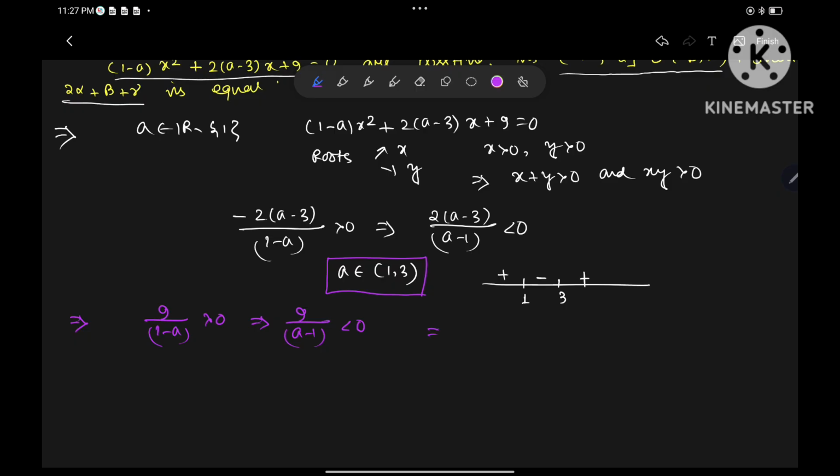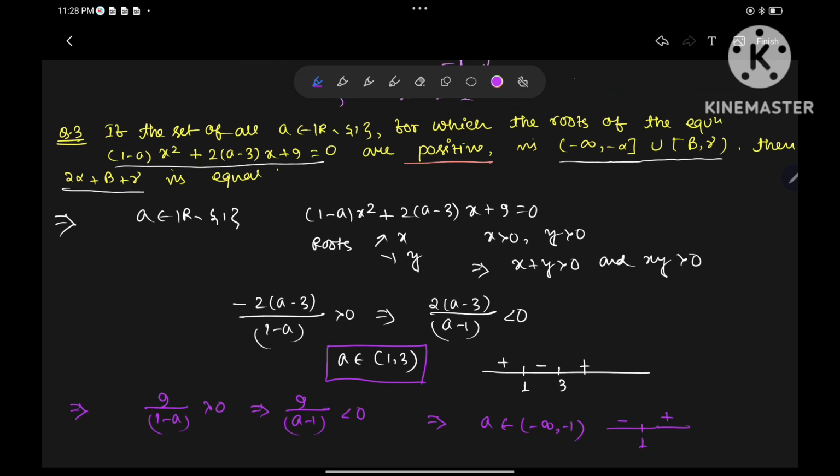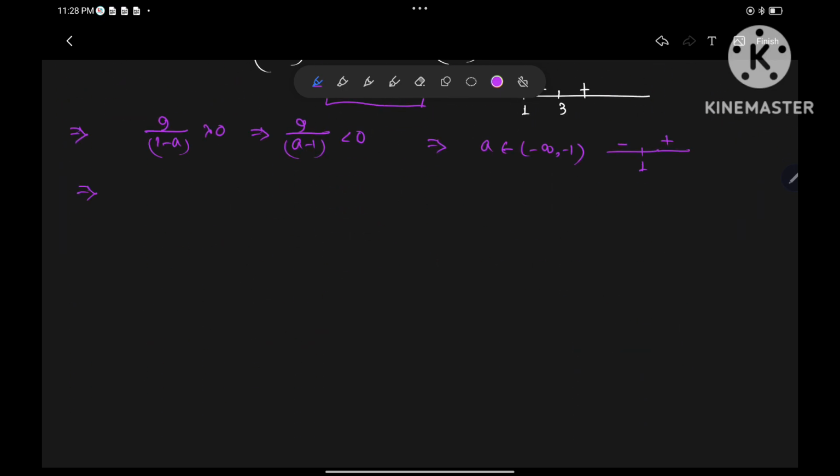So from here it implies that a belongs to, since this is less than 0, so this is 1, so minus, and that is plus. Okay, so a belongs to minus infinity to minus 1. Okay, and what is given? That the roots are positive, means the discriminant D is greater than or equal to 0. That is another condition.